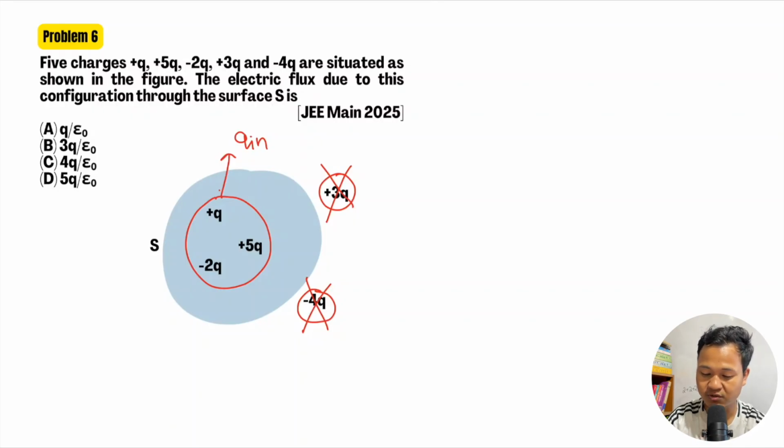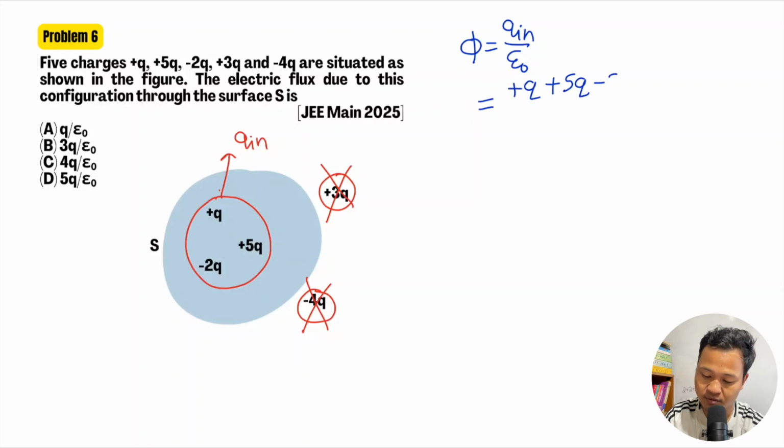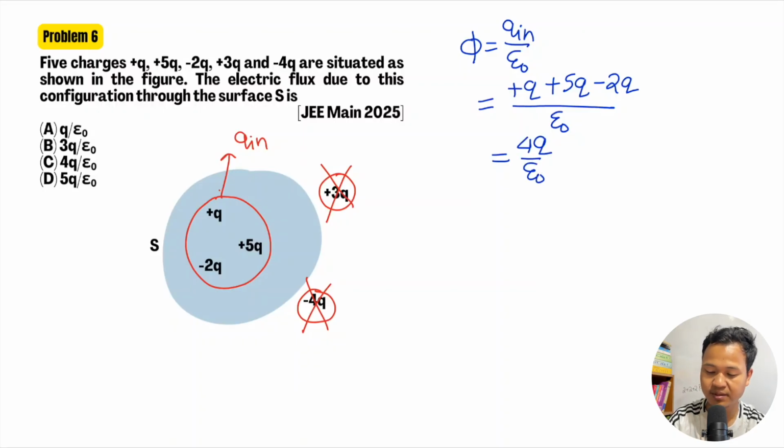By Gauss law, the flux is q in divided by epsilon naught. So q in is plus q plus 5q minus 2q, divided by epsilon naught. So 6 minus 2, that means 4q divided by epsilon naught. So C is the correct answer.